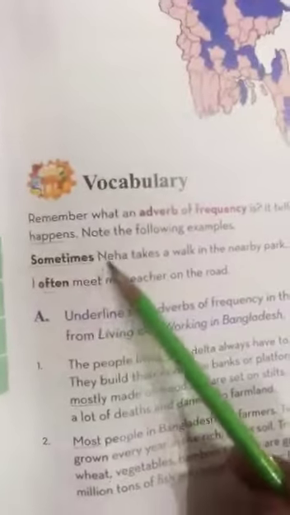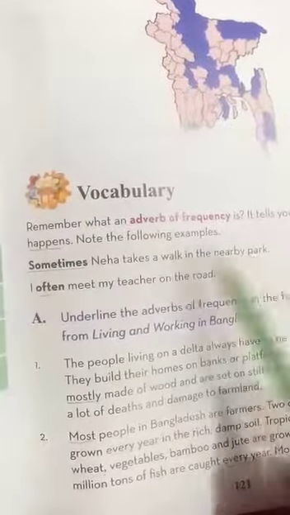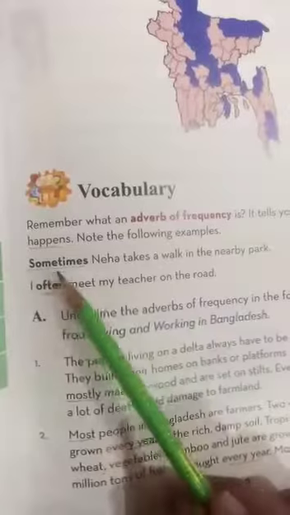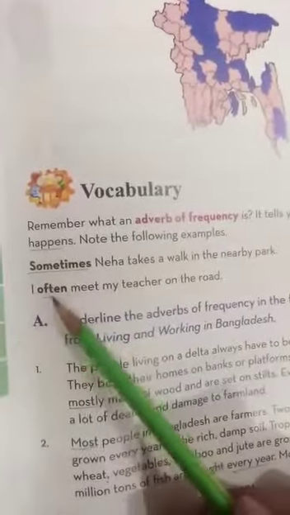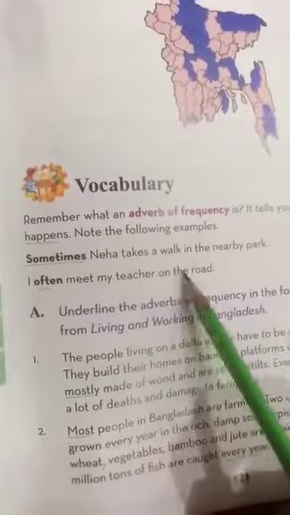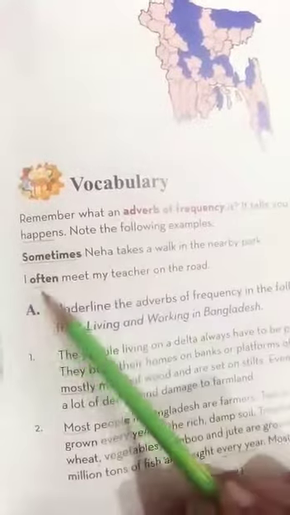For example, sometimes Neha takes a walk in the nearby park. So Neha takes a walk sometimes. So sometimes is an adverb of frequency. I often meet my teacher on the road. So I often meet with my teacher. So often is an adverb of frequency.